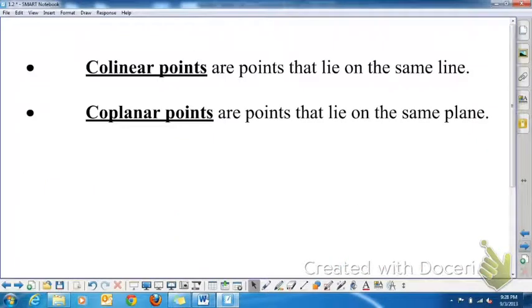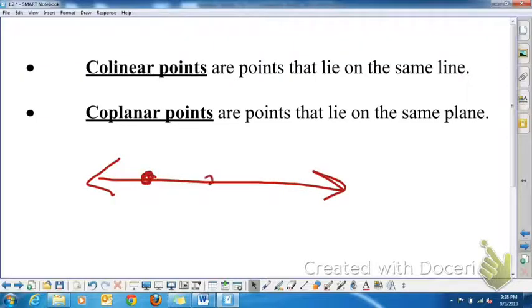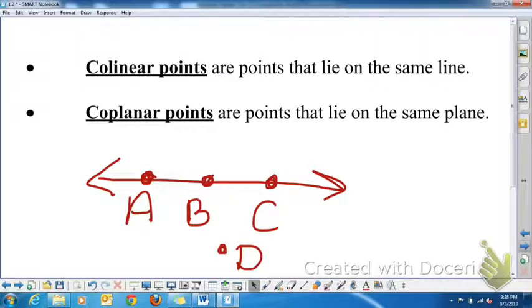Collinear points are points that are together on the same line. Like A, B, C are collinear. Point D is not on the line, so it's not collinear. The word collinear has the word line in it. Co, together, on a line.